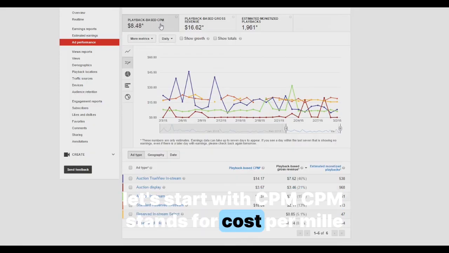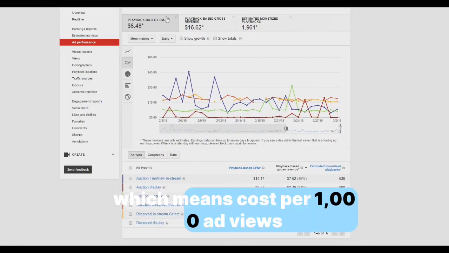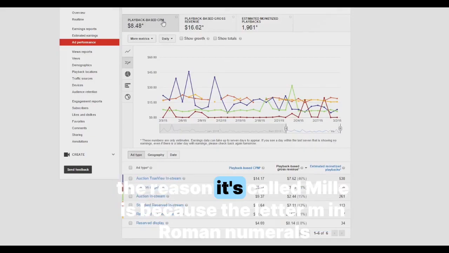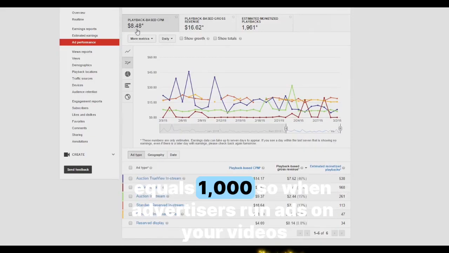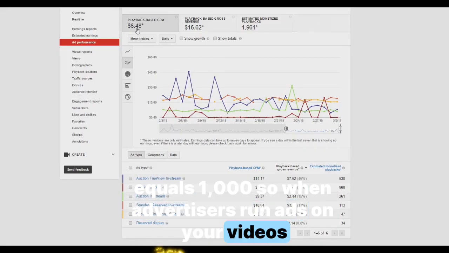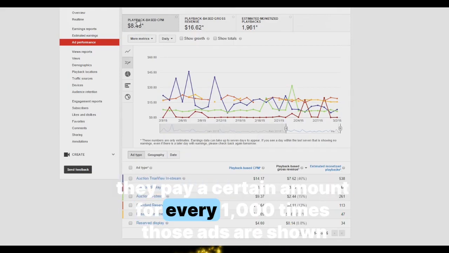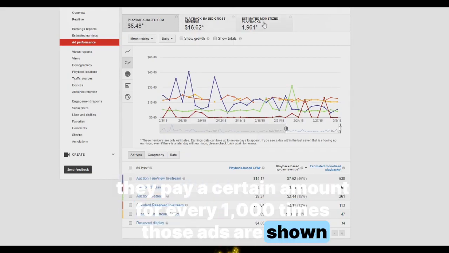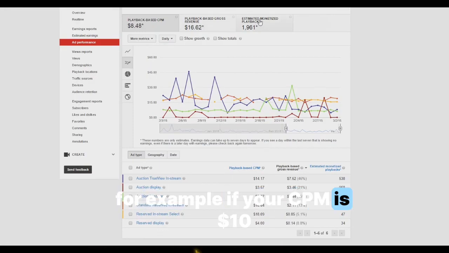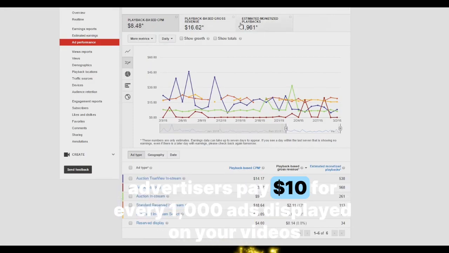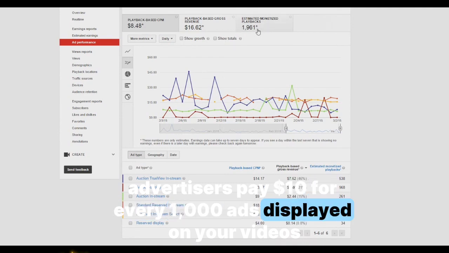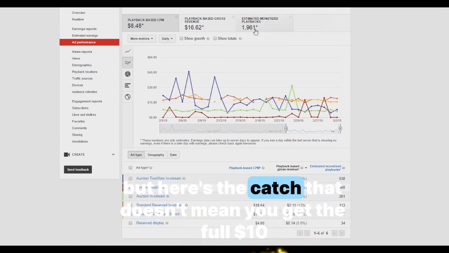Part 2. CPM explained. Let's start with CPM. CPM stands for cost per mille, which means cost per 1,000 ad views. The reason it's called mille is because the letter M in Roman numerals equals 1,000. So when advertisers run ads on your videos, they pay a certain amount for every 1,000 times those ads are shown. For example, if your CPM is $10, advertisers pay $10 for every 1,000 ads displayed on your videos. But here's the catch. That doesn't mean you get the full $10.